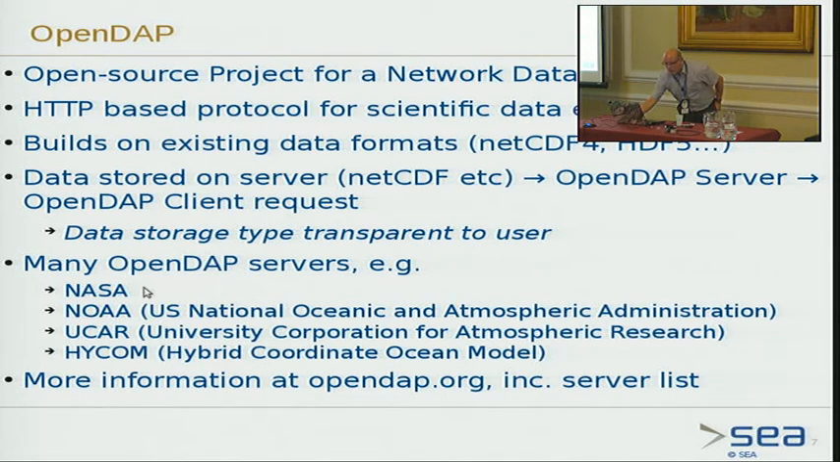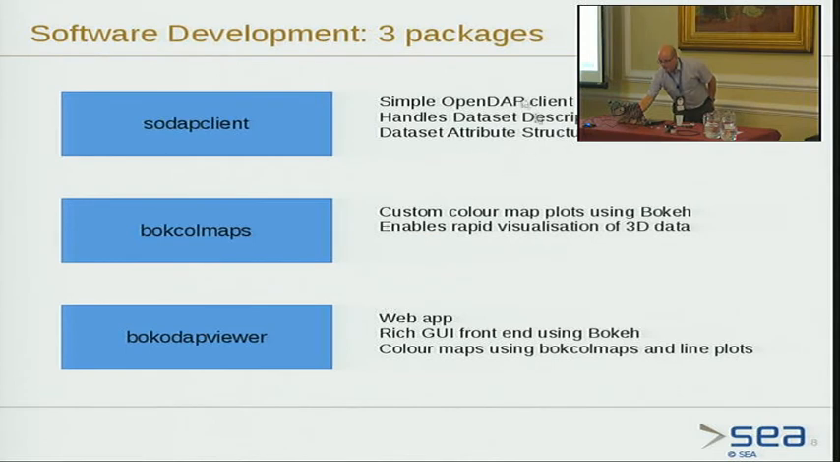But there are lots of others, and you can see some very big scientific organizations use OpenDAP quite routinely. So I ended up developing 3 packages. These are all available from pip, and as I say, they're really fairly simple, but the top one is a simple OpenDAP client, so that's what handles grabbing the data from the OpenDAP servers. And it handles these OpenDAP things, which are dataset descriptor structures and dataset attribute structures. These are basically metadata. And then it handles the actual data request itself.